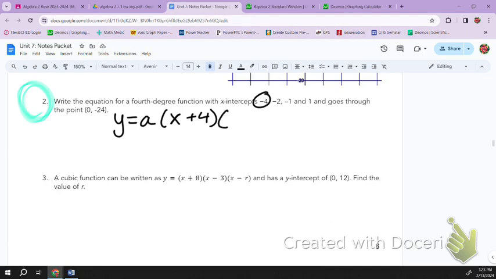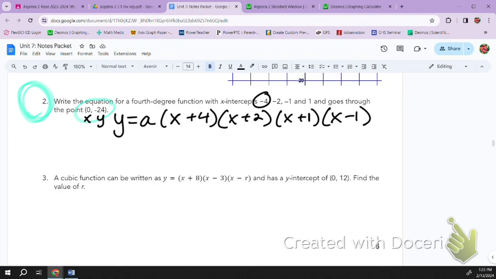And what would the next factor be if my x-intercept's at -2? X plus 2. Good. And what would the next one be? X plus 1. Good. And the last one? X. Fantastic. Notice how I put an a value out front. In order to make sure it goes to that a value, I need to use this point now. I'm going to plug in 0 for x and -24 for y.